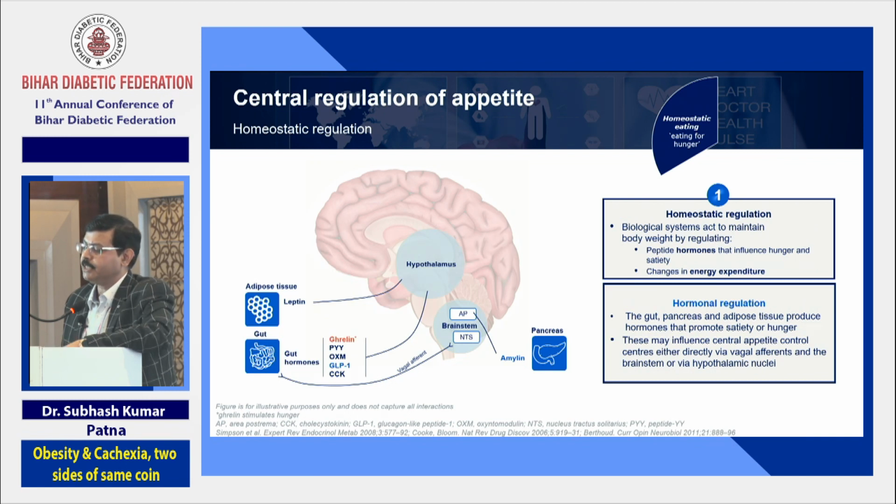So, the biological system acts to maintain body weight, and any dysregulation of this can move either to the obesity side or to the cachexia side. So, the peptide hormones that influence this are importantly discussed here, and there are other mechanisms also involved other than neurohormones. Gut microbiota regulate these hormones as well. So, gut, pancreas and adipose tissue are all responsible for disturbing or balancing the satiety and hunger centers of our body.